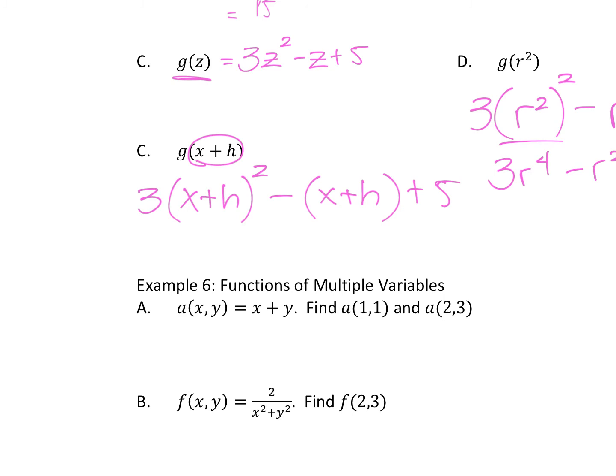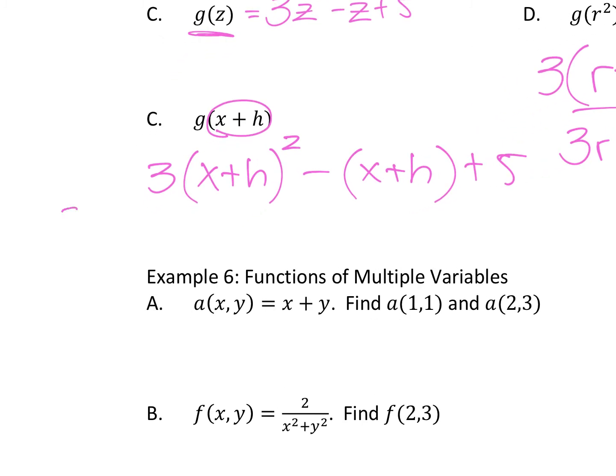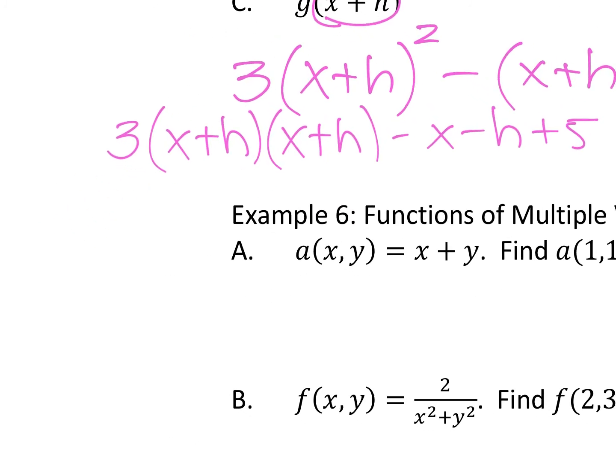x plus h squared, I can do what? Foil it. Okay? Distribute, foil, whatever you want to call it. So you can foil x plus h and x plus h. I can distribute the negative to this one. And I can just combine like terms. So let's see what that would look like. I am not going to distribute the 3 until after I foil.